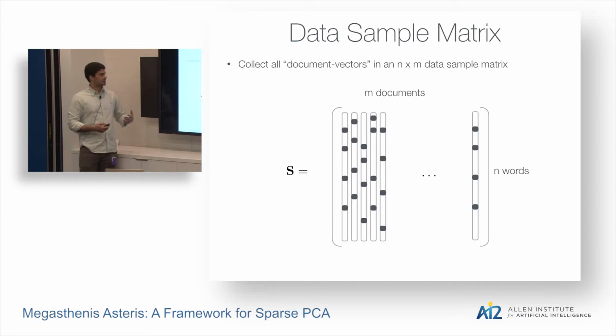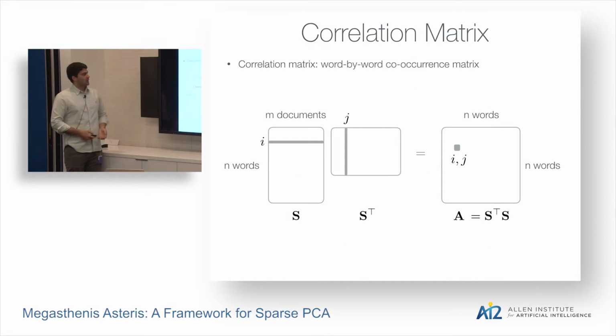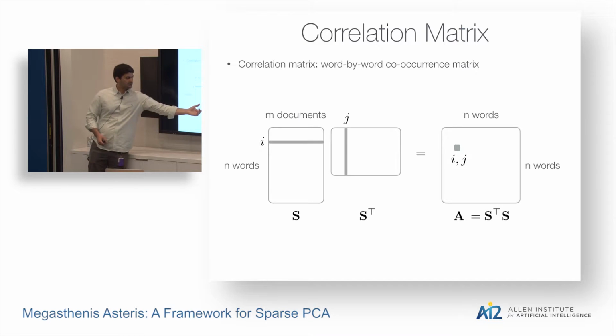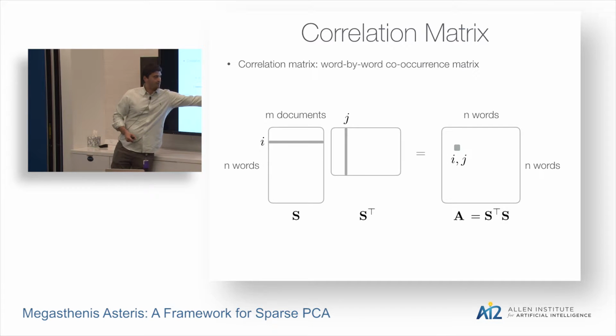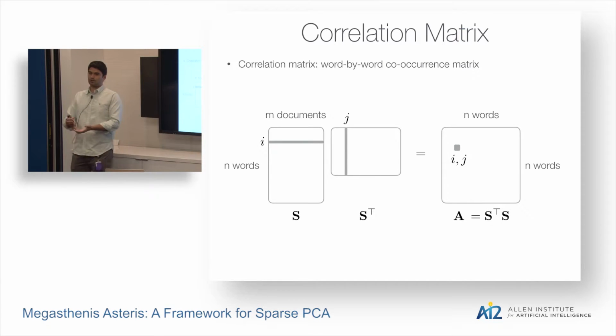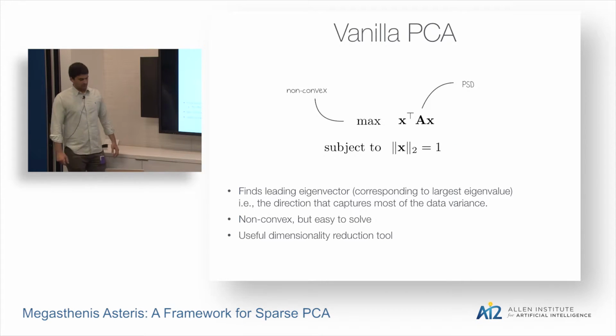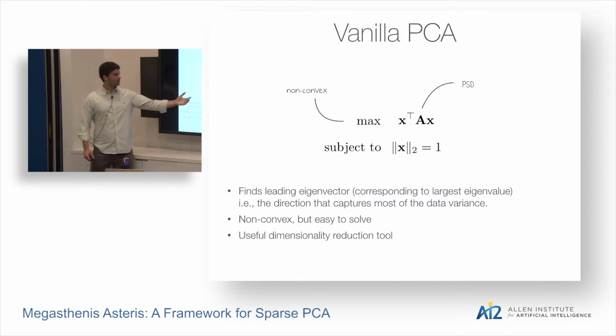And let's say that we have a bunch of documents now. So this is our data set. We have m documents all in n dimensions corresponding to the words. So this is our m by n input data matrix. Using this data matrix, what we can do is compute a correlation matrix, a word-by-word co-occurrence matrix. So S is my data matrix. SS transpose gives me this n by n PSD matrix A. And the ijth entry tells me how many times word i appears together with word j in my class of documents.